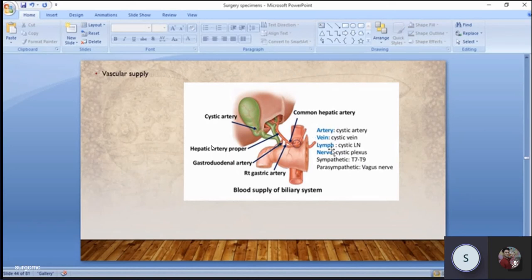And what is the most common lymph node that the gallbladder primarily drains into? It is the cystic lymph node, or lymph node of Lund. Okay.